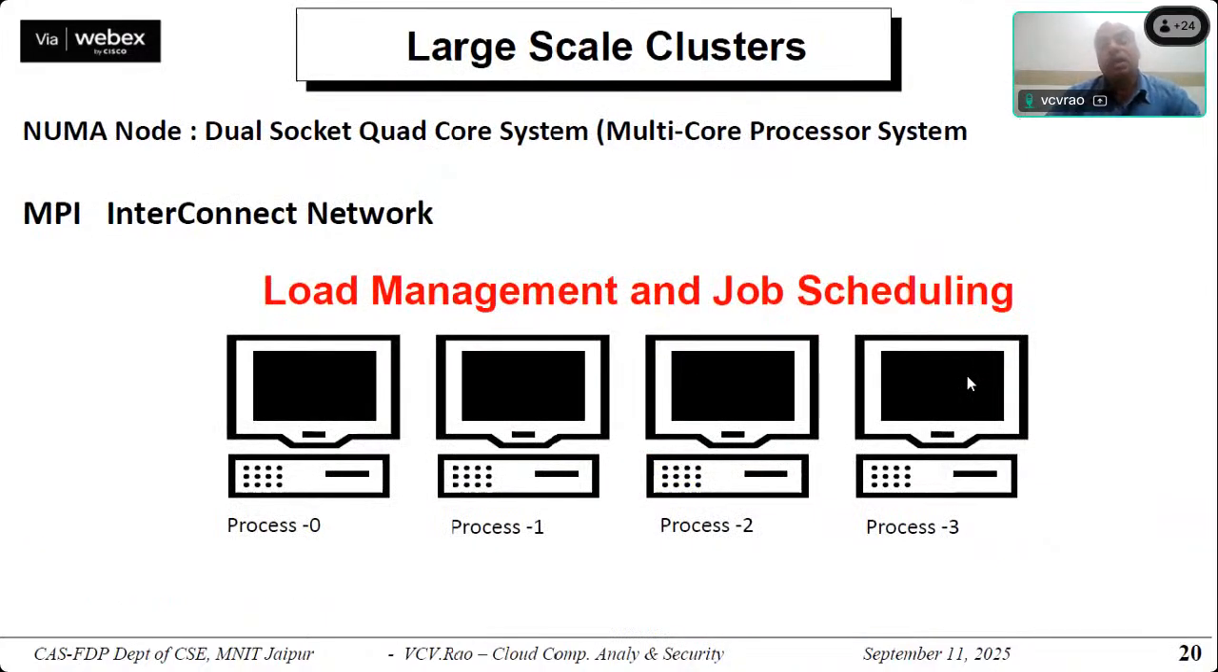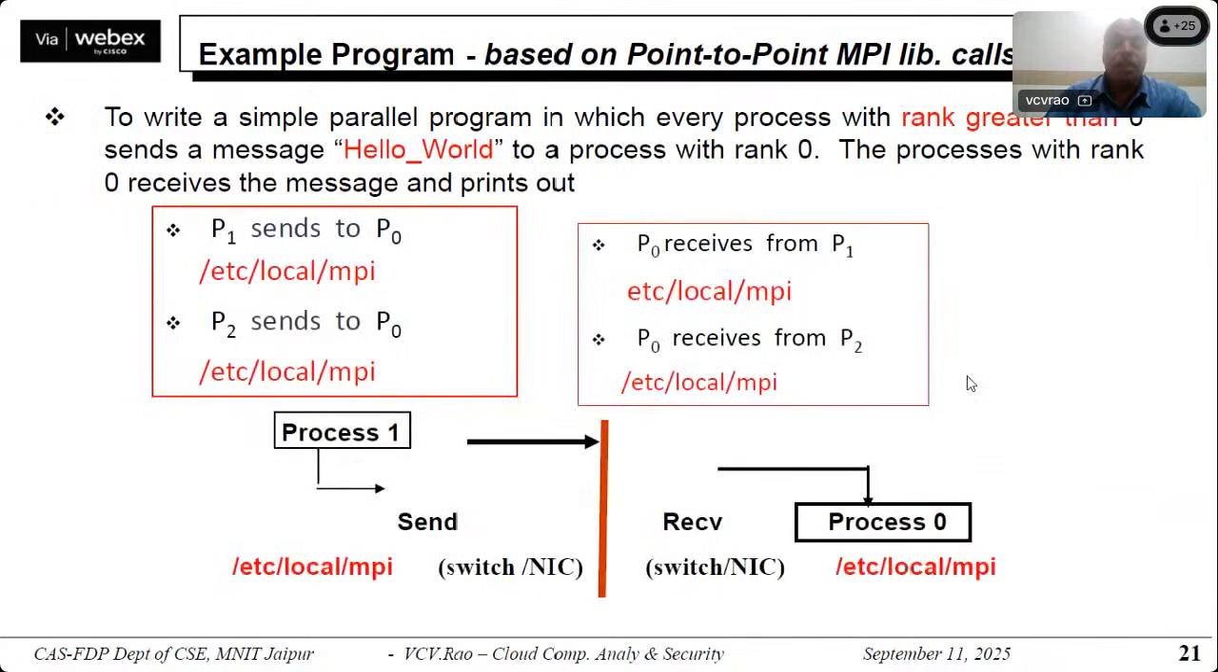That means in large high performance computing clusters, you have the interconnection network, maybe InfiniBand, gigabit, or fast Ethernet, and you have load management and job scheduling management. Here, MPI running on a single system runs in a shared mode, and MPI across the nodes comes under explicit message passing. So this is how MPI programs really run.